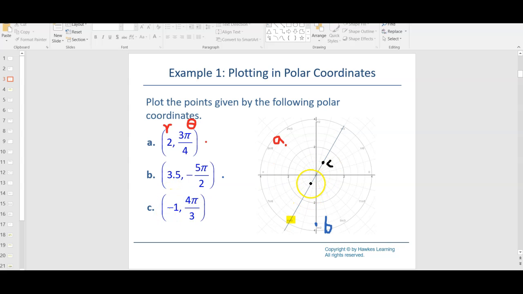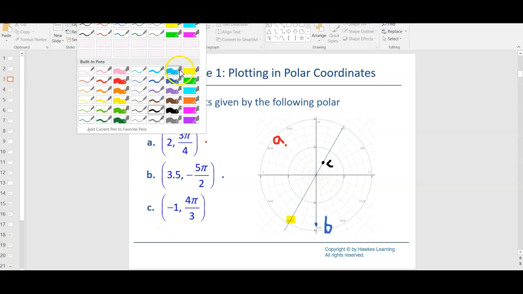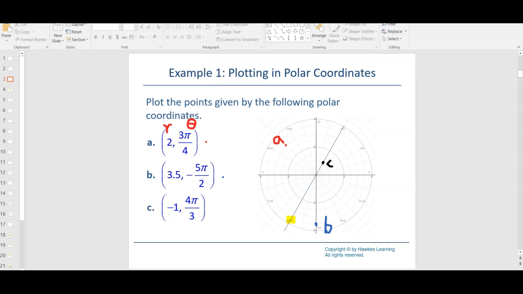It means go back through the origin, go the opposite direction from where you are now. So if I'm right here, I go back the other way. So that's a very important thing to get used to when we are dealing with polar coordinates, is that r can be negative, and it just means go in the opposite direction back through the origin.